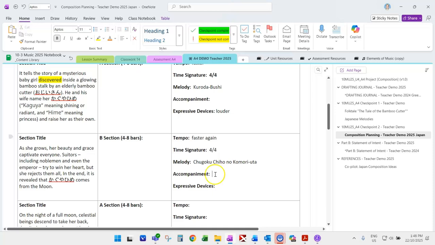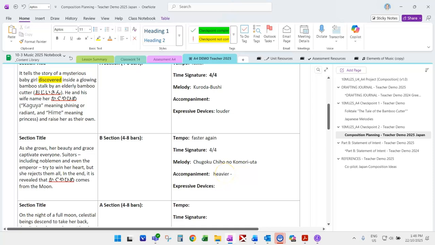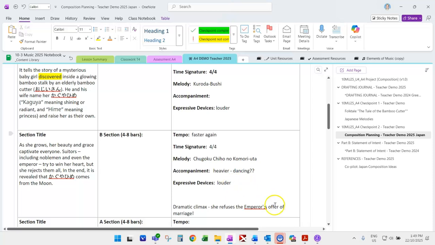I'm not sure what will happen with the accompaniment, but it'll certainly be heavier. I'm wondering if it might be possible to get some sort of dancing, as if the emperor's dancing. It'll probably be a bit louder in this section, because it's quite festive, until the dramatic climax where she says no to the emperor. That might be a big climax, like a big... I don't know, a cymbal crash even.